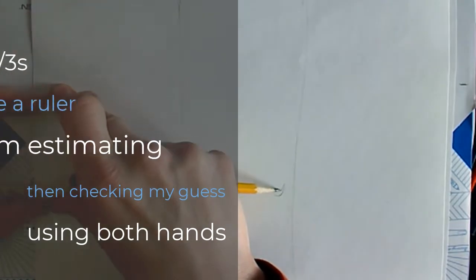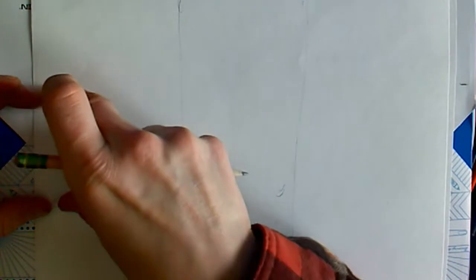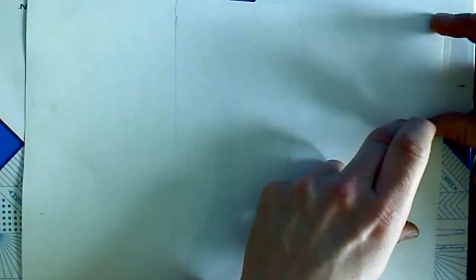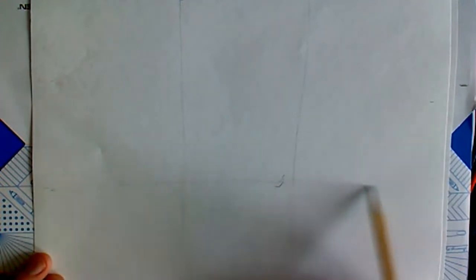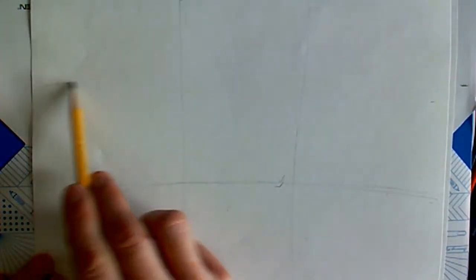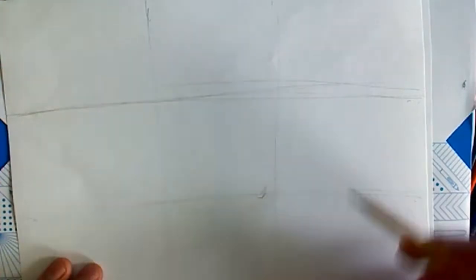I'm going to do the same thing, and you notice here, my first guess was the wrong size, so I had to adjust it a little bit. I'm going to do the same thing on the opposite side of the page. So I started on the left-hand side and marked one-third and two-thirds from the bottom. I do the same thing on the right-hand side, and I connect the dots. Notice this is not super perfect and exact. It's an approximation.